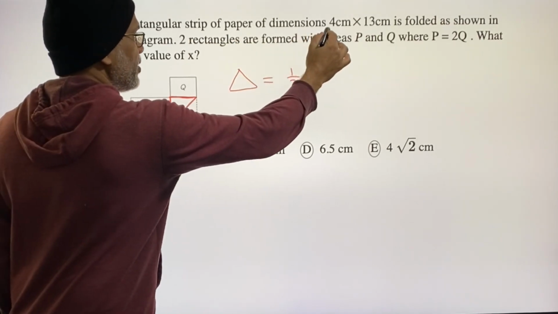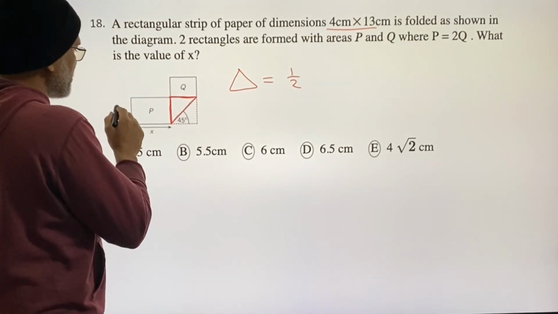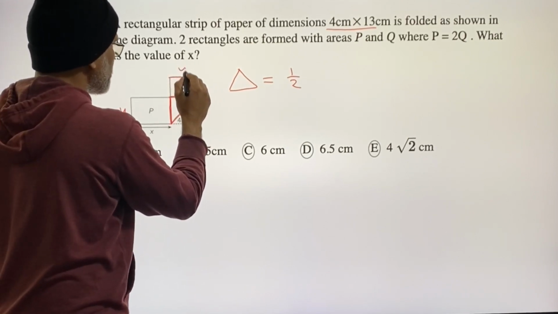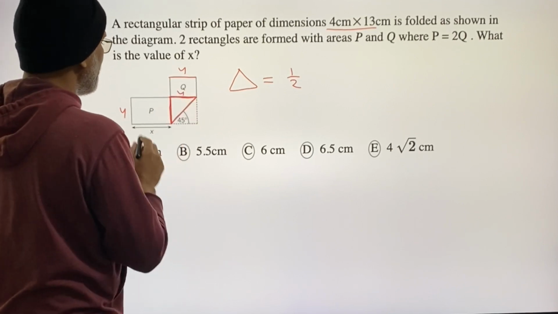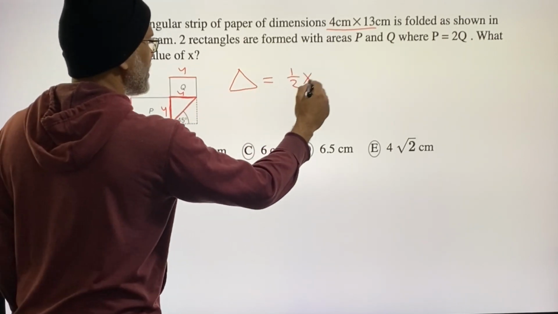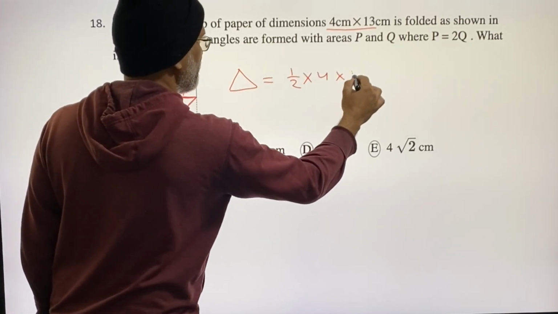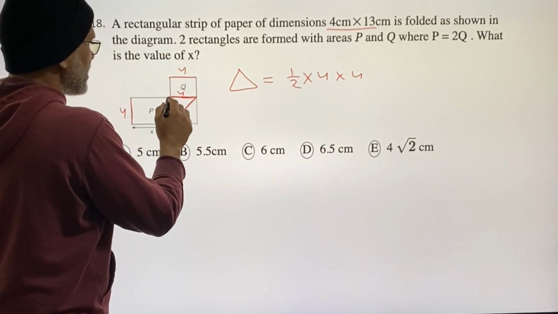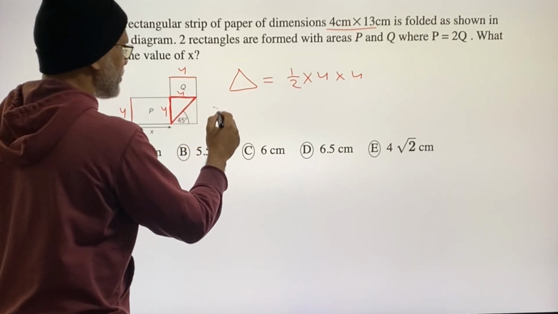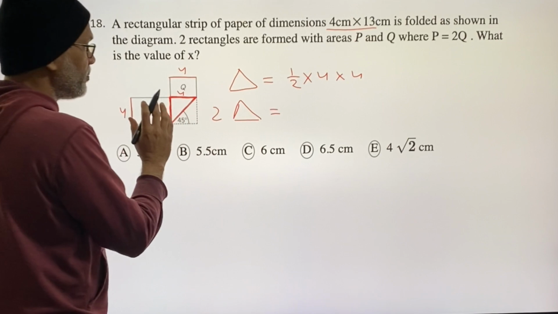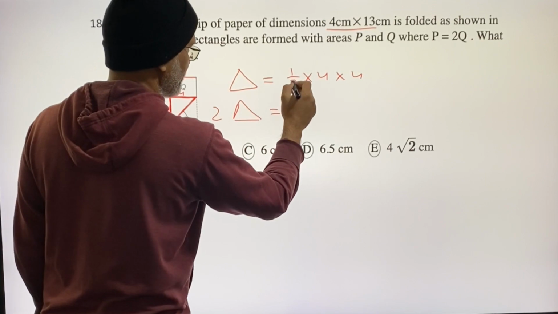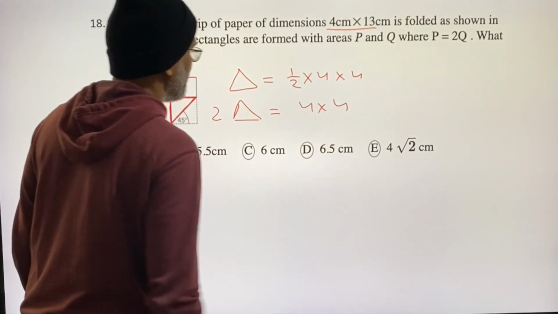The dimension of the paper is given to be 4 by 13. So this is 4. Now when I fold it, the side that is opposite to this, that will also be 4, right? That means this will be 4, and since this is 4, this is also 4. So the area of the triangle is half times base, which is 4, times height, which is also 4, right? But remember, there are two triangles, one on top that you can see and one right underneath. So the area of those two triangles, that is the part of the paper that is folded, is 2 times the area of the triangle, which is basically 4 times 4, right?